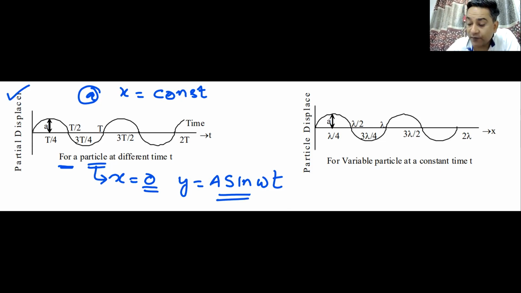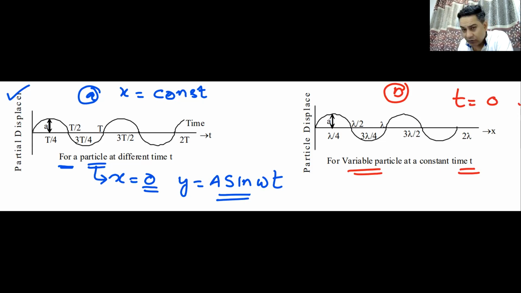Great. Now if I change the scenario and I come to equation or graph B, what I have done for variable particle at a constant time. Let us say I put the value of t as 0. Then what happens? At time t is equal to 0, I get the position of all particles at that time. That means I am getting a snapshot, a picture of the wave, the equation of the wave.